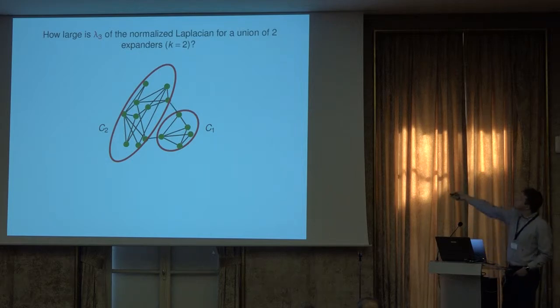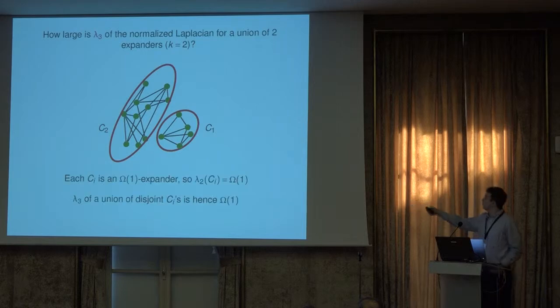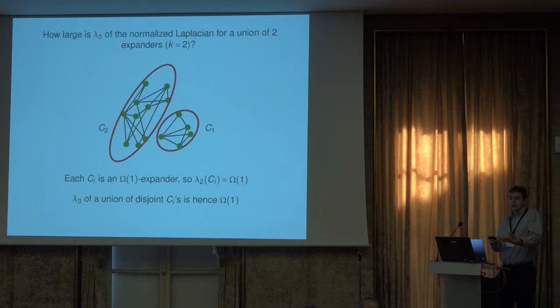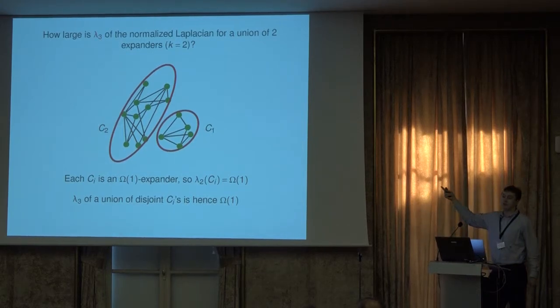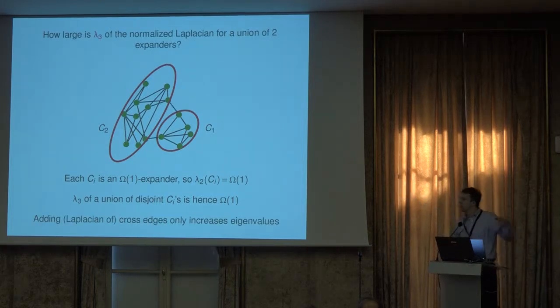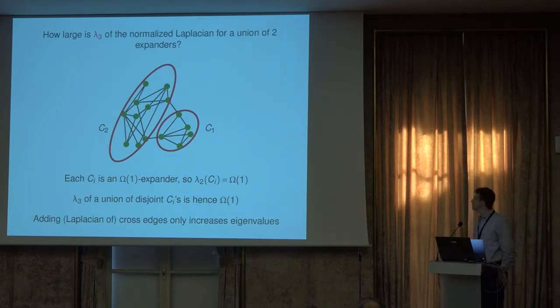And the question to ask is, how big is the third eigenvalue of the normalized Laplacian in this graph? Well, if there were no cross edges between the two expanders, then this is just a union of two expanders. The spectrum of a union of two graphs is the union of the spectra. Every expander can only have one small eigenvalue. We have two expanders, so the third eigenvalue of the normalized Laplacian has to be large, omega 1. In reality, we do have cross edges between them, but adding the Laplacian of these edges is a PSD change to the Laplacian of the graph, and hence the third eigenvalue stays large.